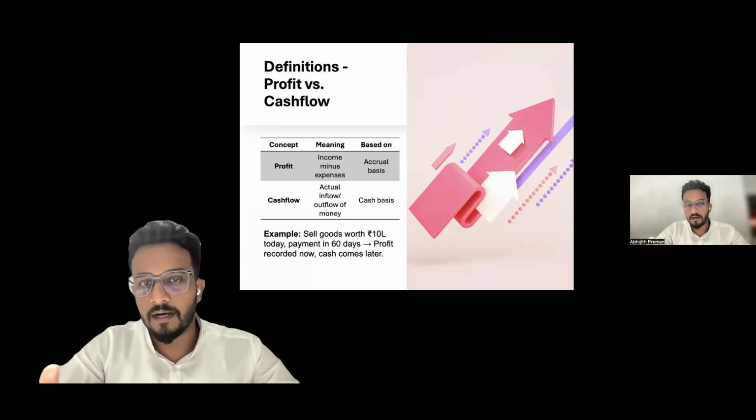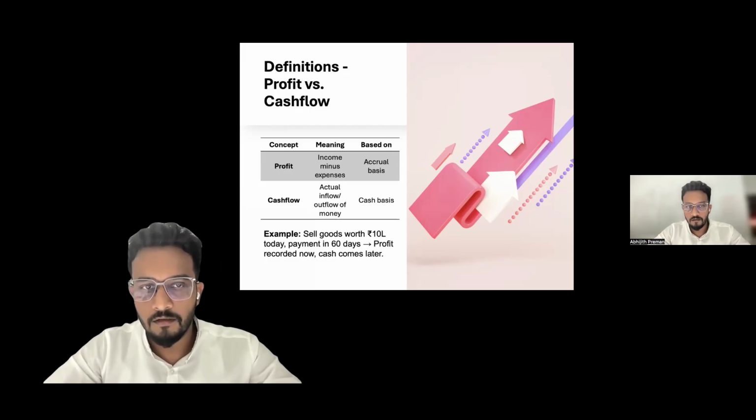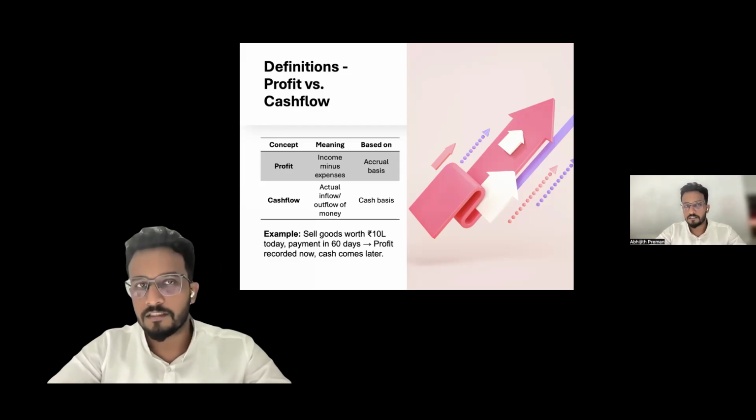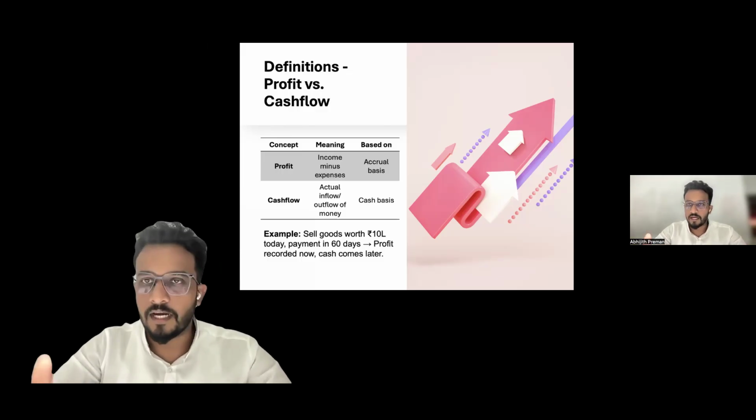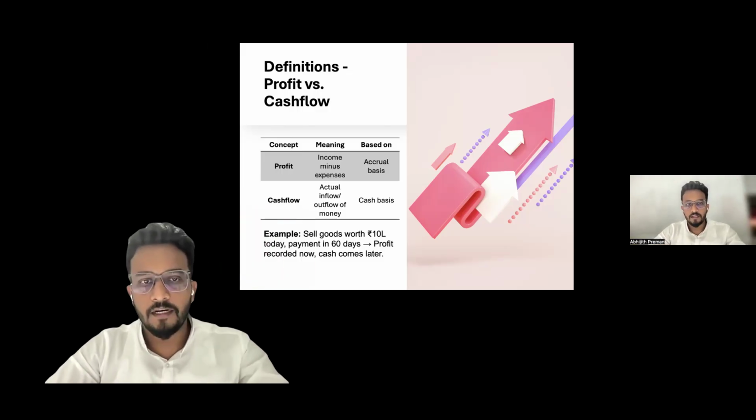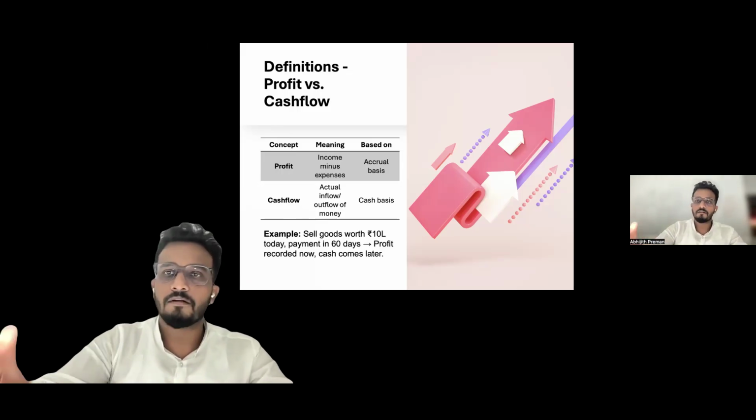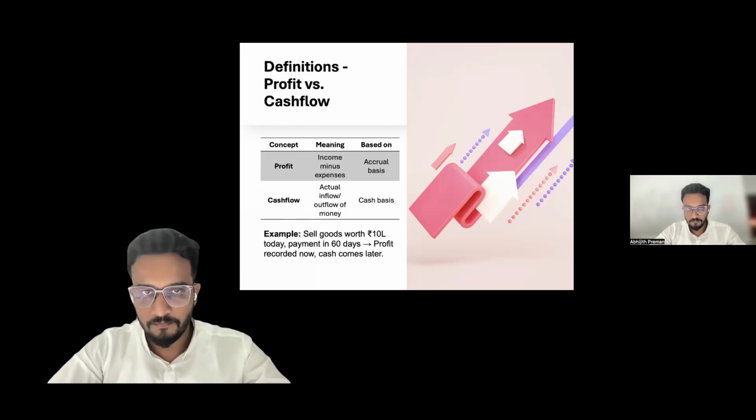So even if you make 10 lakhs worth profit this month, you will not be having any cash at the end of the month. Why? Because the customer is yet to make the payment. So that is the difference. In P&L, we'll be showing that as an income, but in your cash flow, this entry will be coming only after 60 days. I hope the difference is clear.